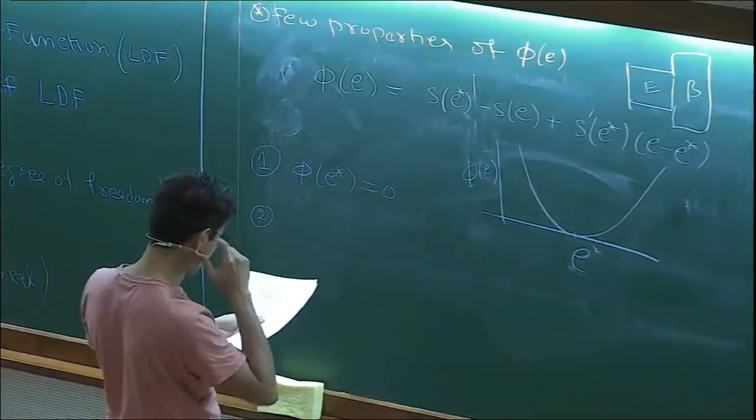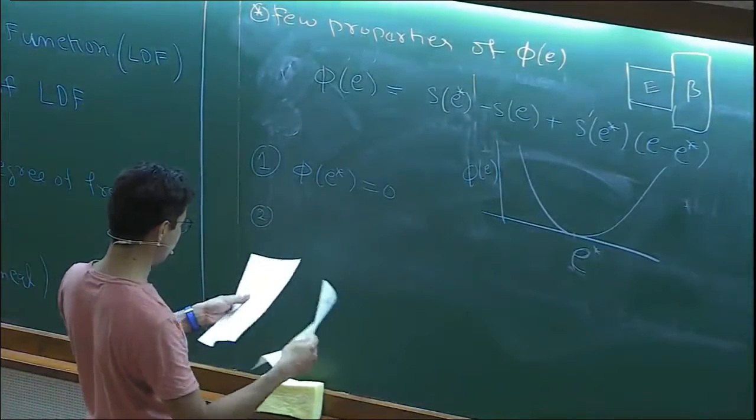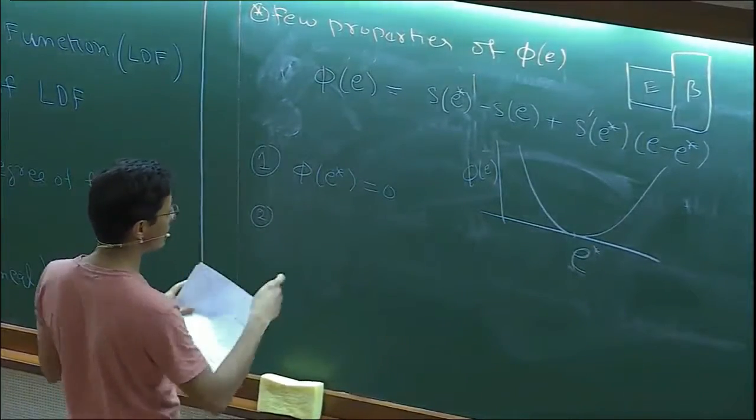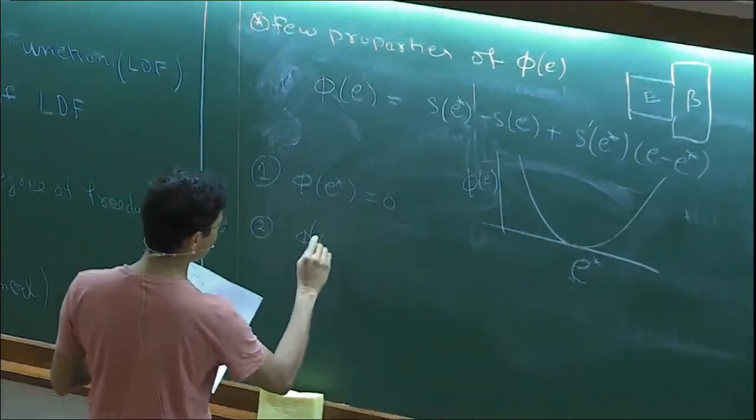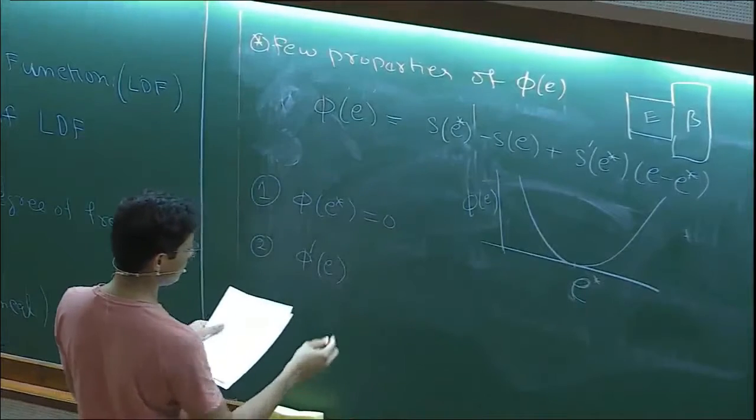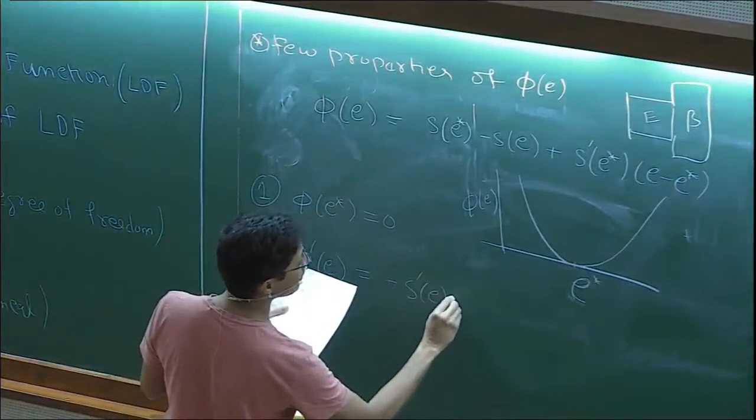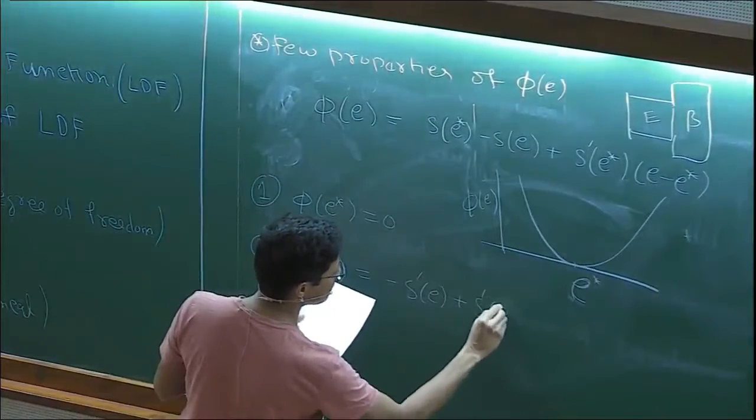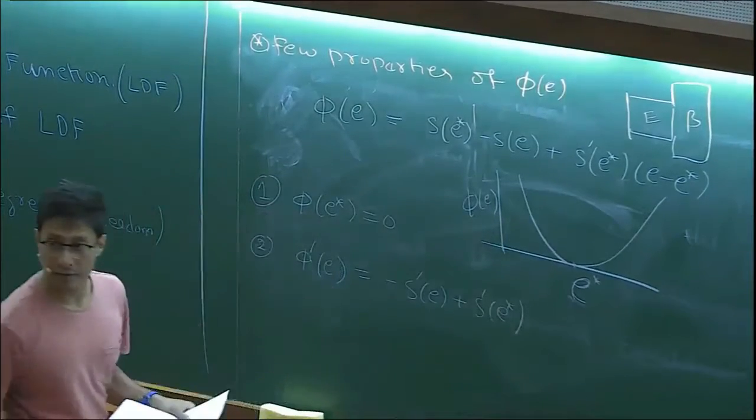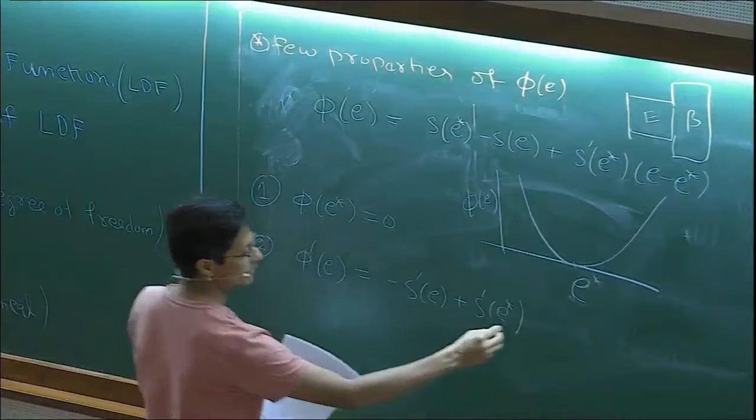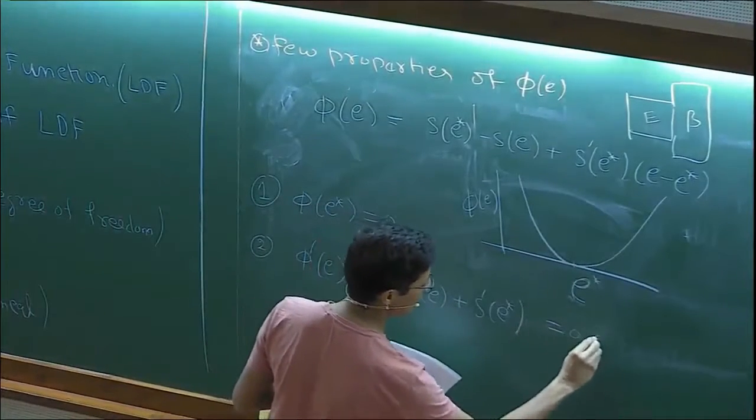It is a minima, and that you can very easily check. The first thing is to see that phi prime of E is simply minus S prime of E plus S prime of E star. Then at E star, this becomes zero.